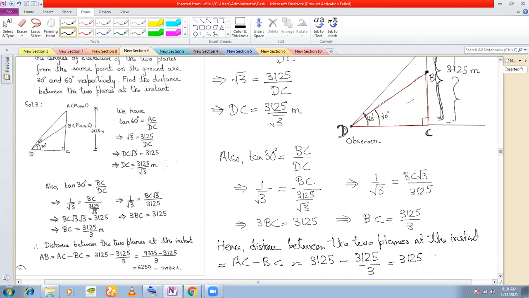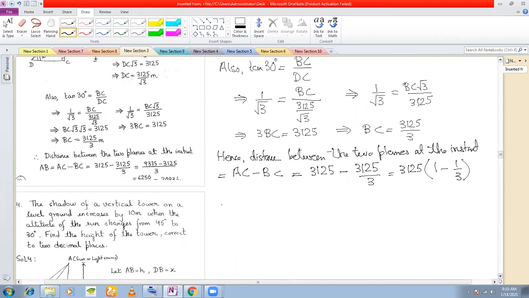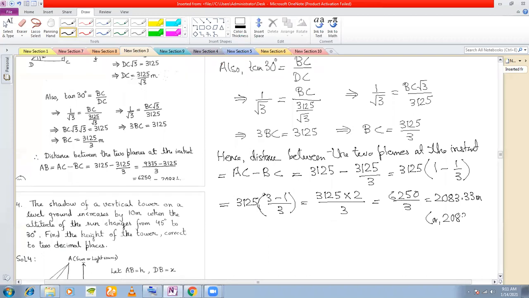So in order to simplify this, take 3125 common, you get 1 minus 1 by 3. So you get this as 3125, 3 minus 1 divided by 3, which is equal to 3125 into 2 divided by 3, which is 6250 divided by 3, which is 2083.33 meters. Or you can also write this in terms of mixed fraction, 2083 1 by 3 meters. Okay, so this was an easy one.